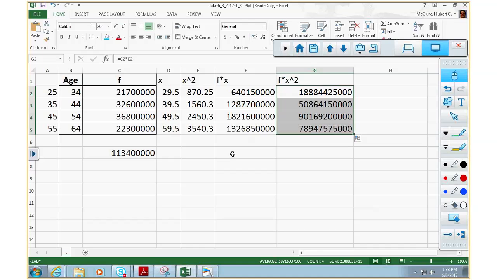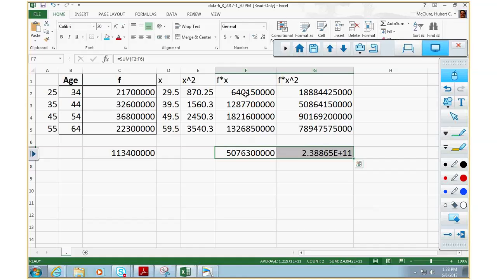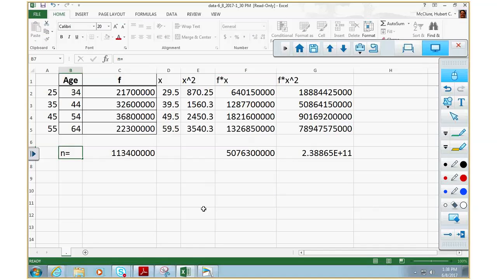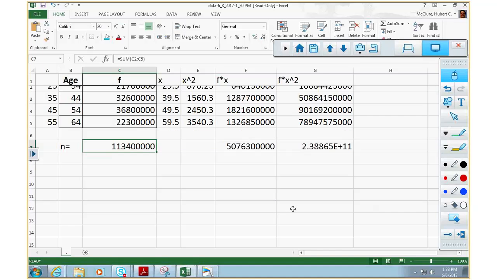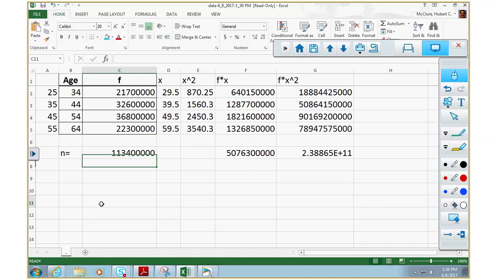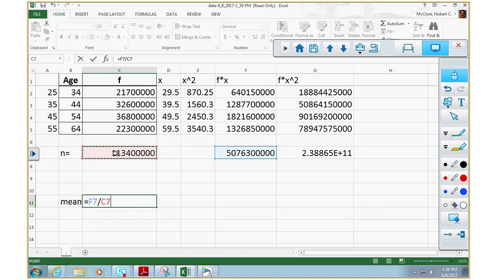And we're going to need those summations. You could probably do the F's and not break it. You pretty much can do these pretty simply on the Excel spreadsheet. N is equal to that. And then what is the mean? The mean is equal to the summation of F times X divided by what? There you go.